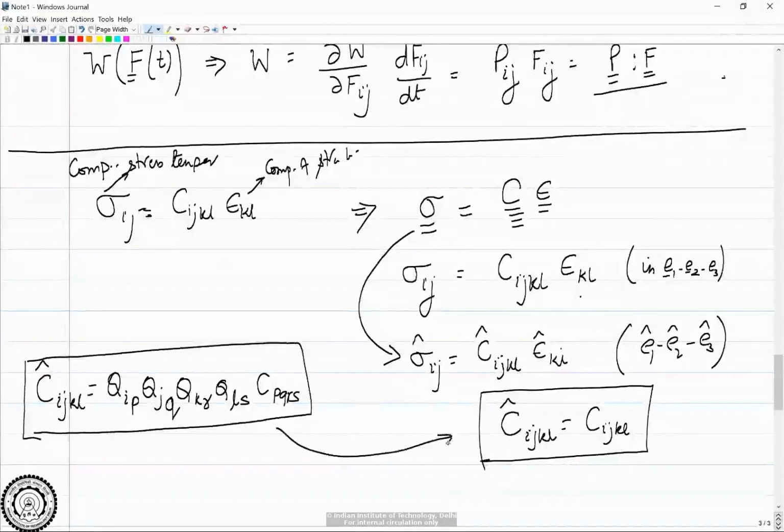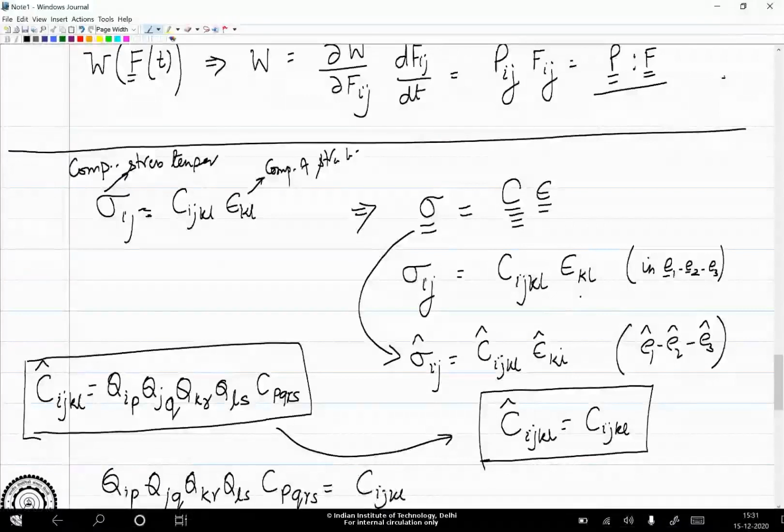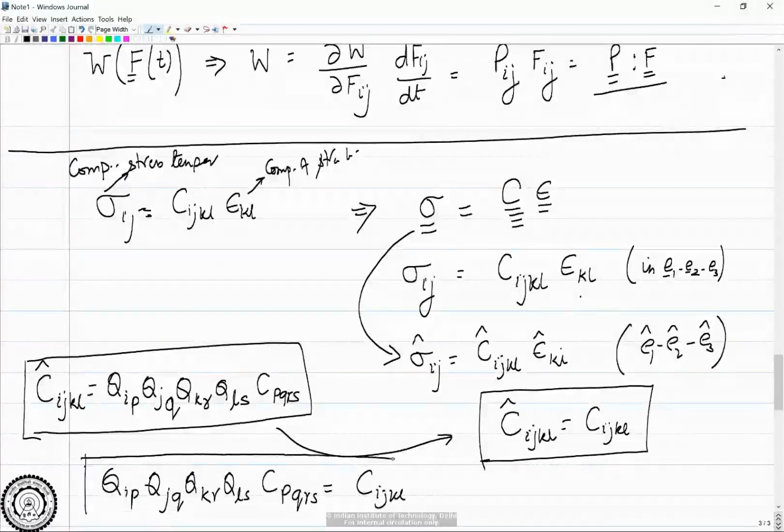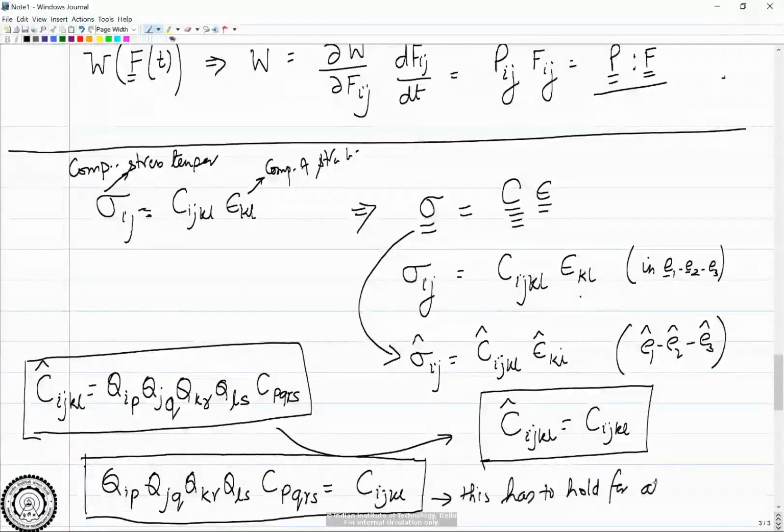So you now plug it in here, and what you get is Qip Qjq Qkr Qls Cpqrs is equal to Cijkl. Okay, so this is the restriction for C to be an isotropic tensor. So this has to hold for all Q in SO(3), for all rotations.